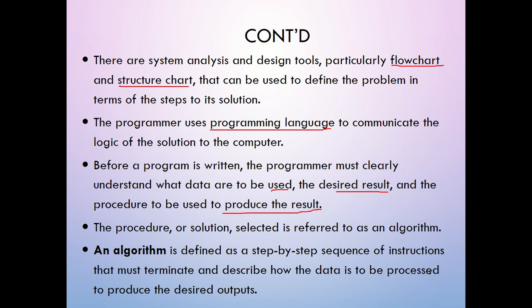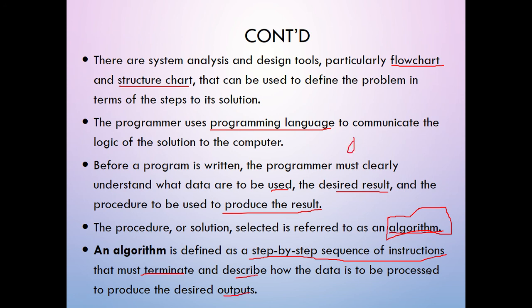In order to generate the output, you should first have input data, then process this data using a variety of methods to get the desired output or result. This procedure or solution selected is referred to as an algorithm. These steps, procedures or solutions for a selected problem are said to be an algorithm. An algorithm is defined as a step-by-step sequence of instructions that must terminate and describe how the data is to be processed to produce the desired output.